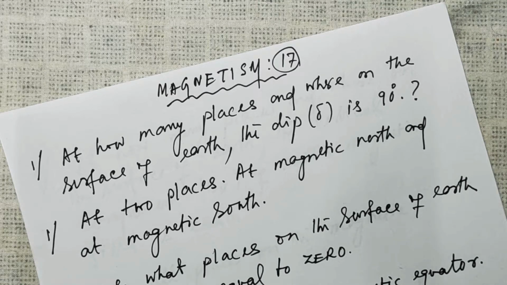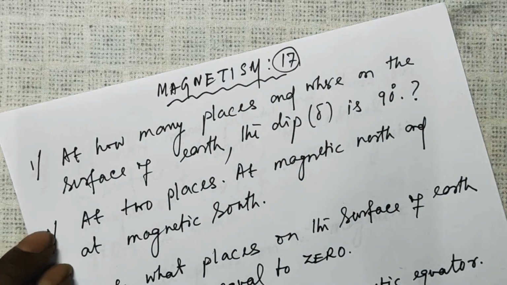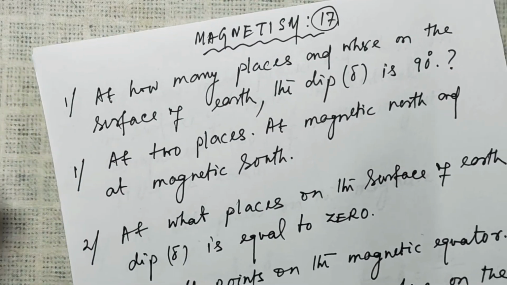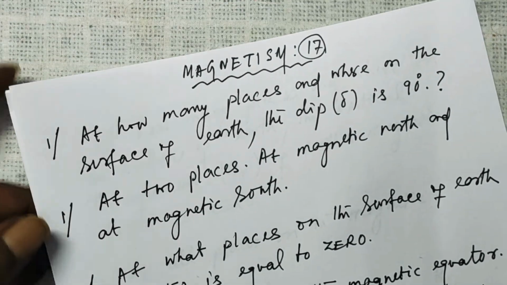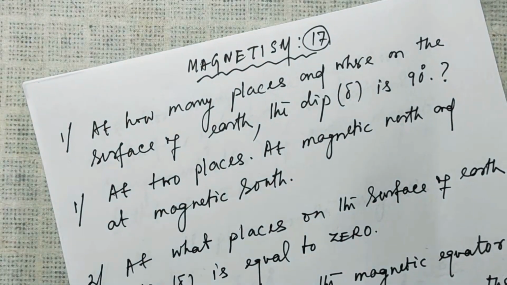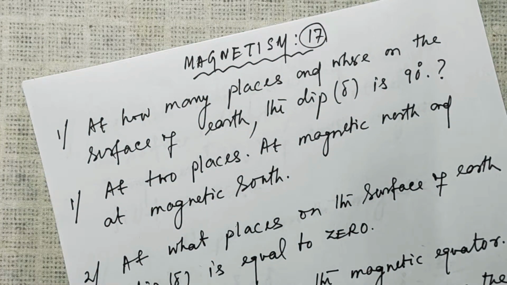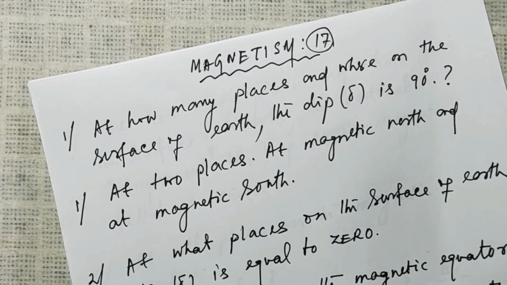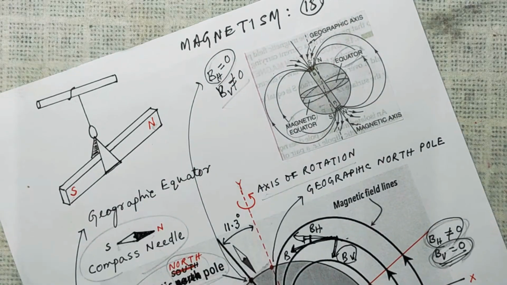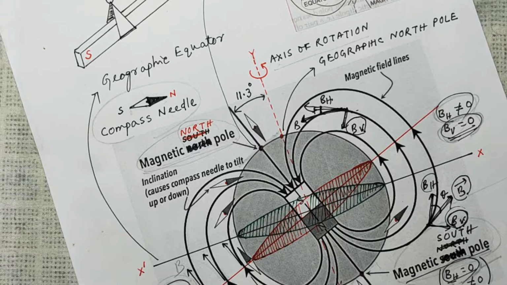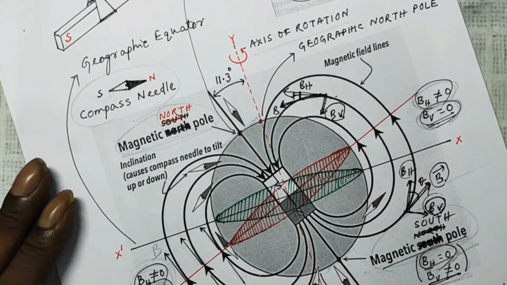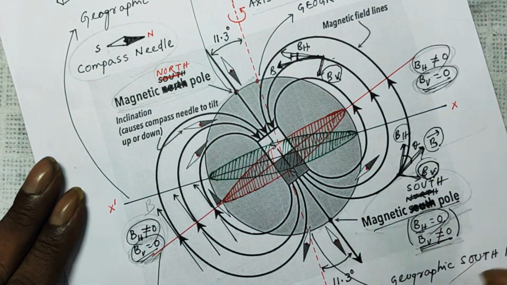Now, magnetism lesson 17. In this video I will be discussing 5 important short questions and 3 numericals. But before I discuss that, I suggest you must go through magnetism 15 and magnetism 16, where I had explained all these diagrams.